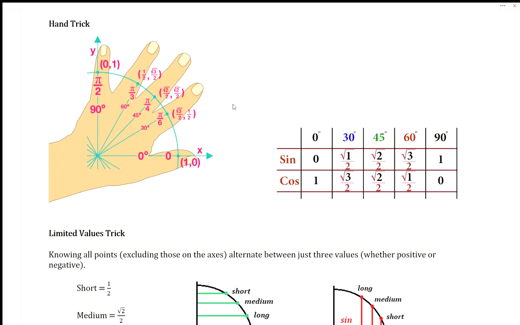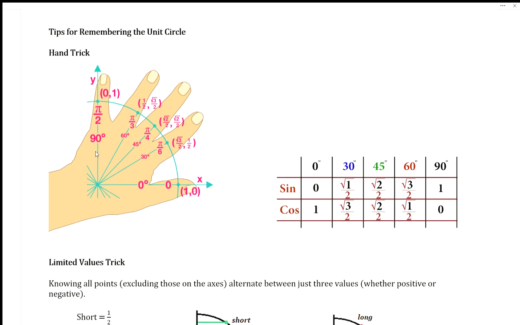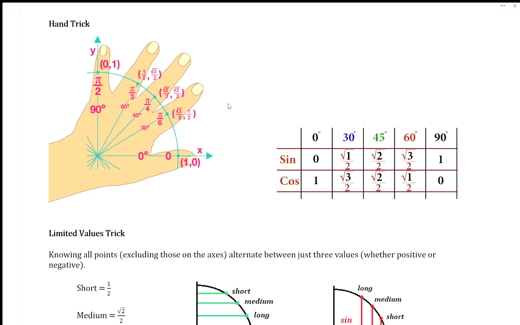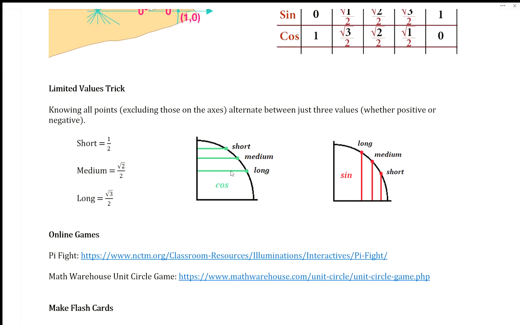The main thing is the first quadrant. So this is a hand trick. Your 5 digits on your hand have the 5 important pieces of information for the first quadrant. Here's a table with sine and cosine. You can Google other tricks as well. This is my main one, so I just wanted to point this one out.